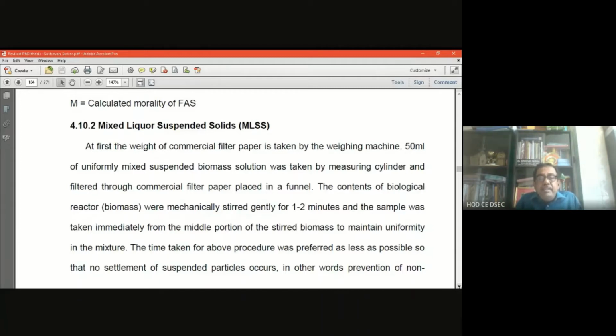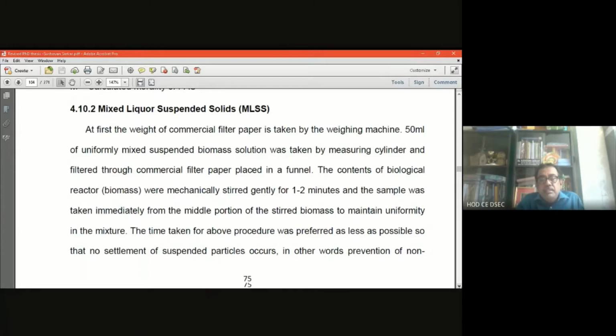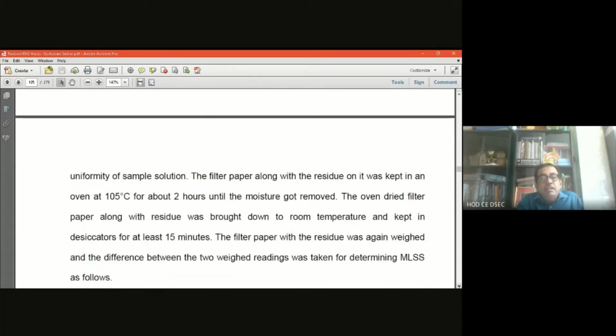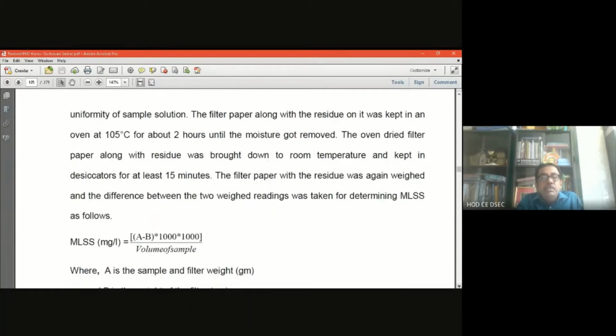Maintain the uniformity in the mixture, and from this uniformly mixed suspended biomass solution, take 50 milliliters in the measuring cylinder. You have the 50 milliliter measuring cylinder, so take that uniform biomass mixture solution immediately, for prevention of non-uniformity of the sample solution, so that the uniformity should be continued.